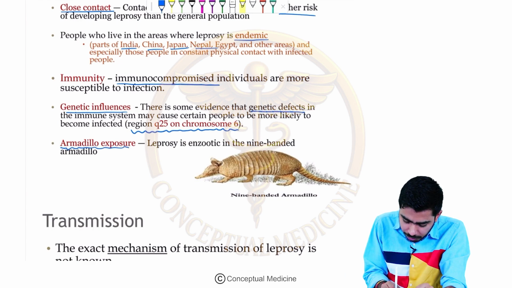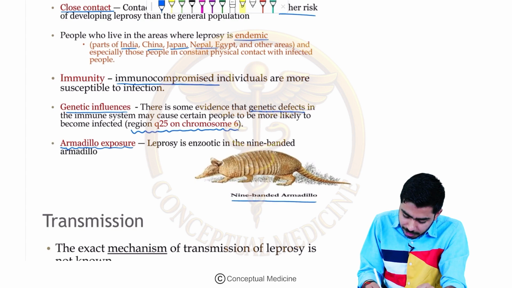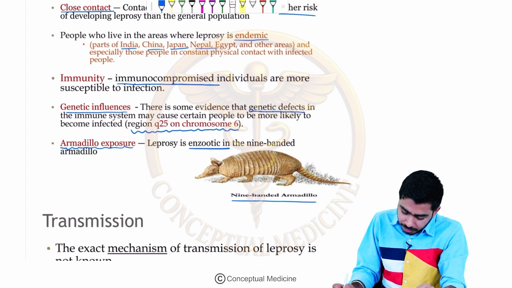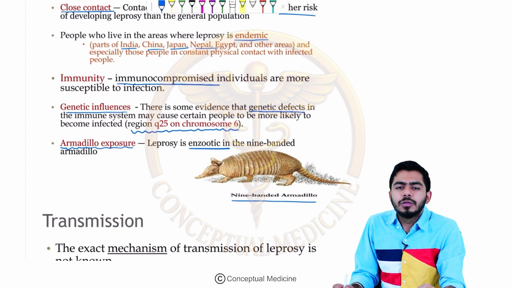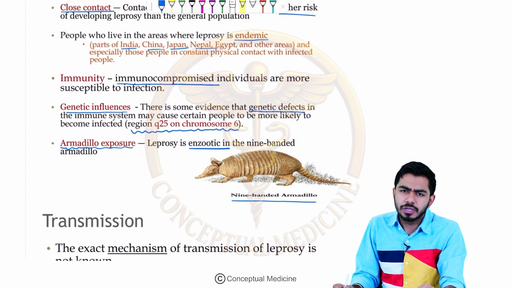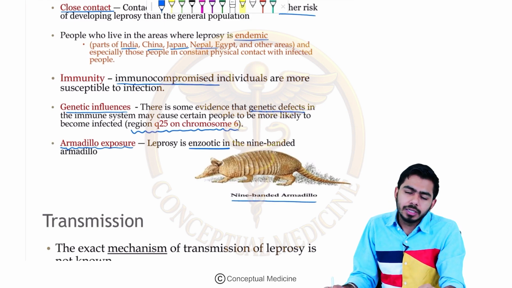Armadillo exposure: the nine-banded armadillo, as you can see in the image here. Leprosy is enzootic in the nine-banded armadillo. So definitely the people who work as hunters or workers in forest areas, or whose occupation is handling animals, and who are exposed to armadillos, might get leprosy.